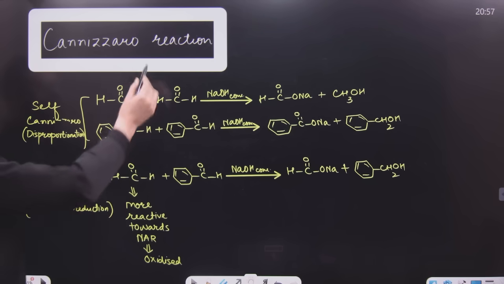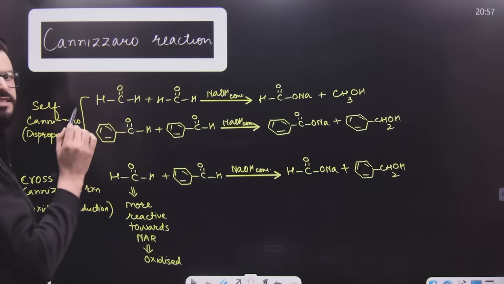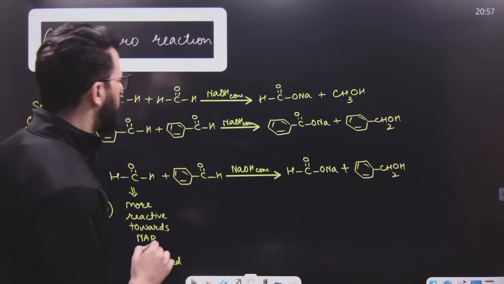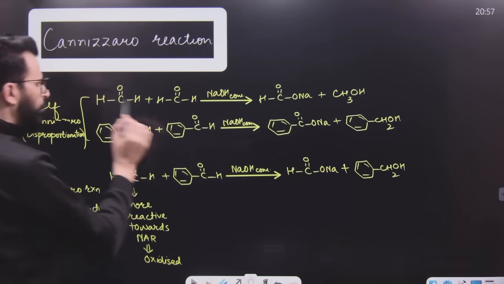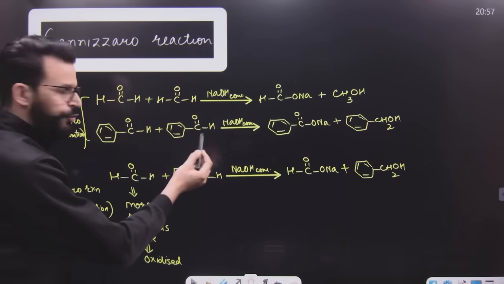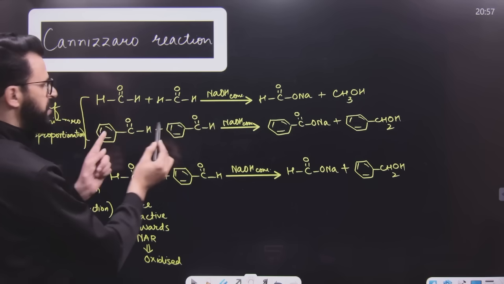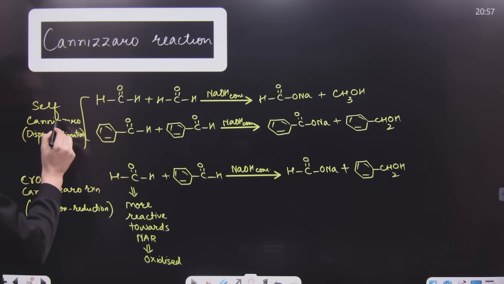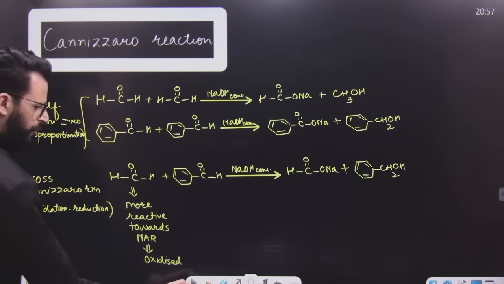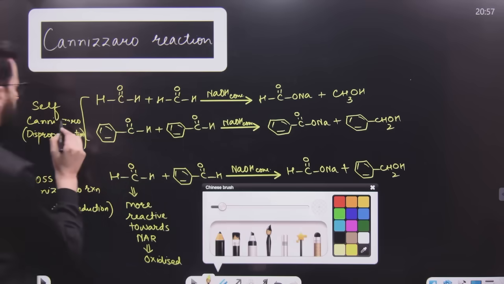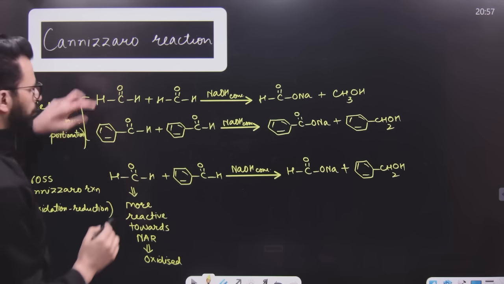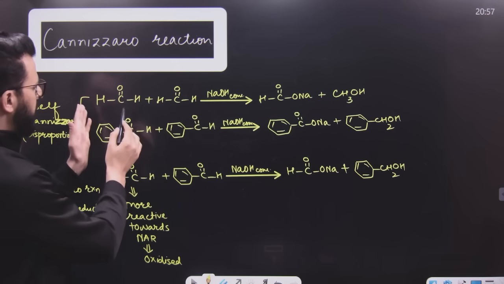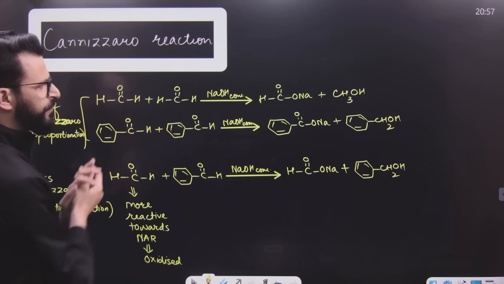After that, Cannizzaro reaction is shown only by aldehydes, and that too those aldehydes which are without alpha hydrogen and in the presence of concentrated NaOH. One aldehyde is oxidized, another is reduced. If both are similar aldehydes, we call that reaction self-Cannizzaro reaction. And remember, one is oxidized, another is reduced. Similar type of aldehyde is oxidized, similar type of aldehyde is reduced.